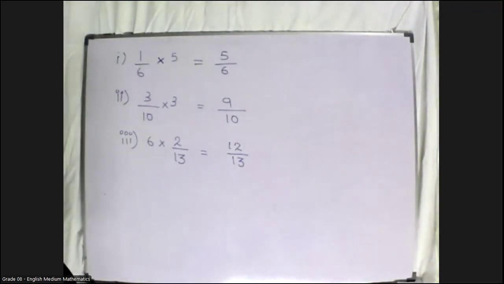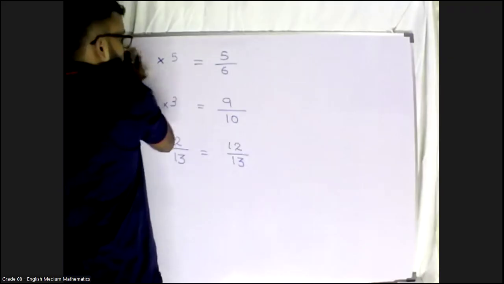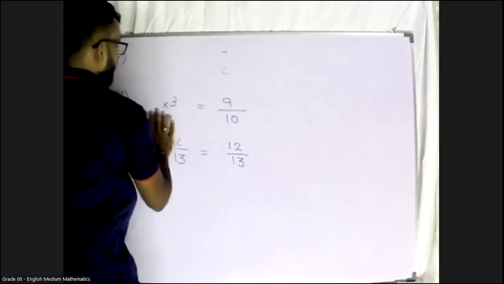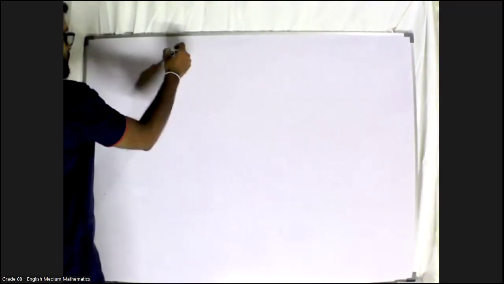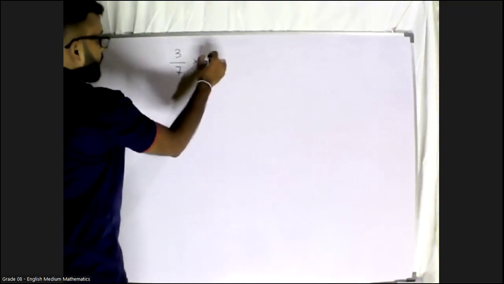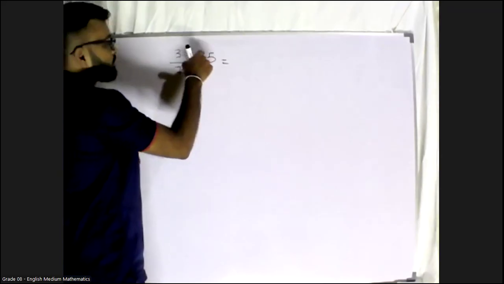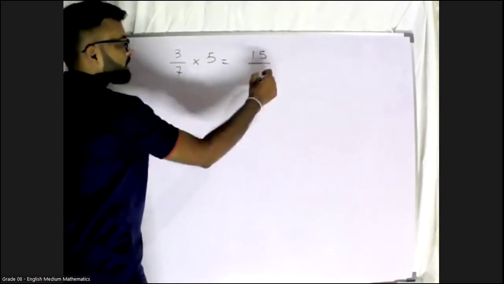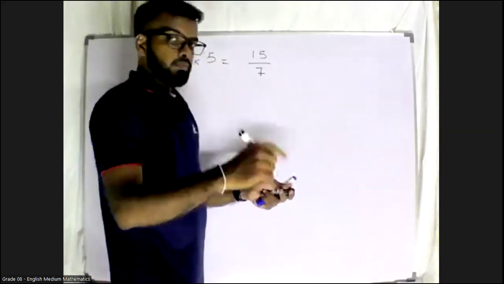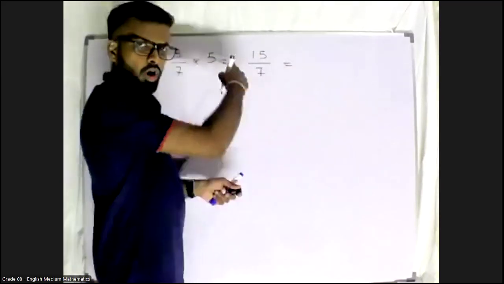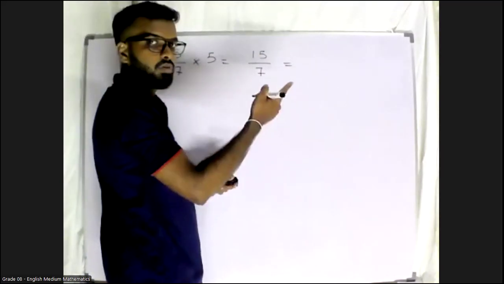Hope you got the point. Now I will discuss those three. The fourth one is 3/7 multiplied by 5. 3 times 5, 15. What is the denominator? 7. This is an improper fraction. You have to convert it into a mixed number. So you know how to convert this, right?